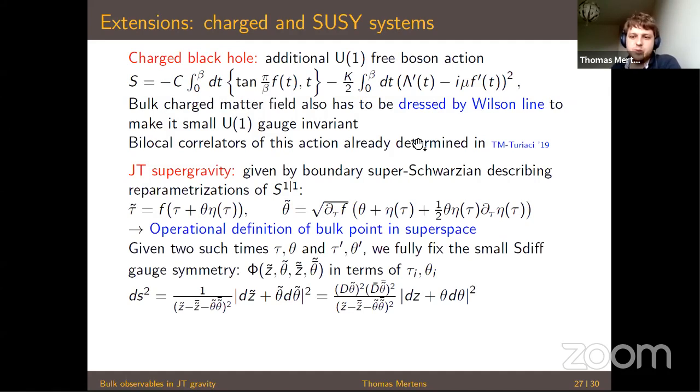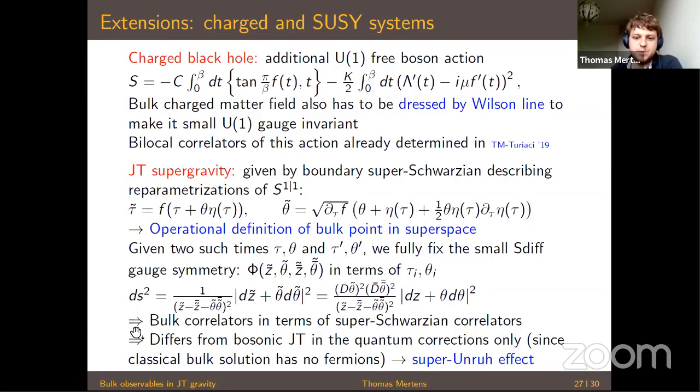Then you can try to follow the story that I mentioned up to this point. You need to give an operational definition of a bulk point. Here, the statement becomes a bulk point in superspace, and you need to do that to fully fix the S-diff gauge symmetry. You get a very analogous structure. You can write your matter operator, which is usually defined in terms of super Poincaré coordinates. These super Poincaré coordinates are in turn determined in terms of two times on the boundary superclock, which would be tau, theta and tau prime, theta prime, as I've written here. So there's a perfectly analogous set of statements in this case.